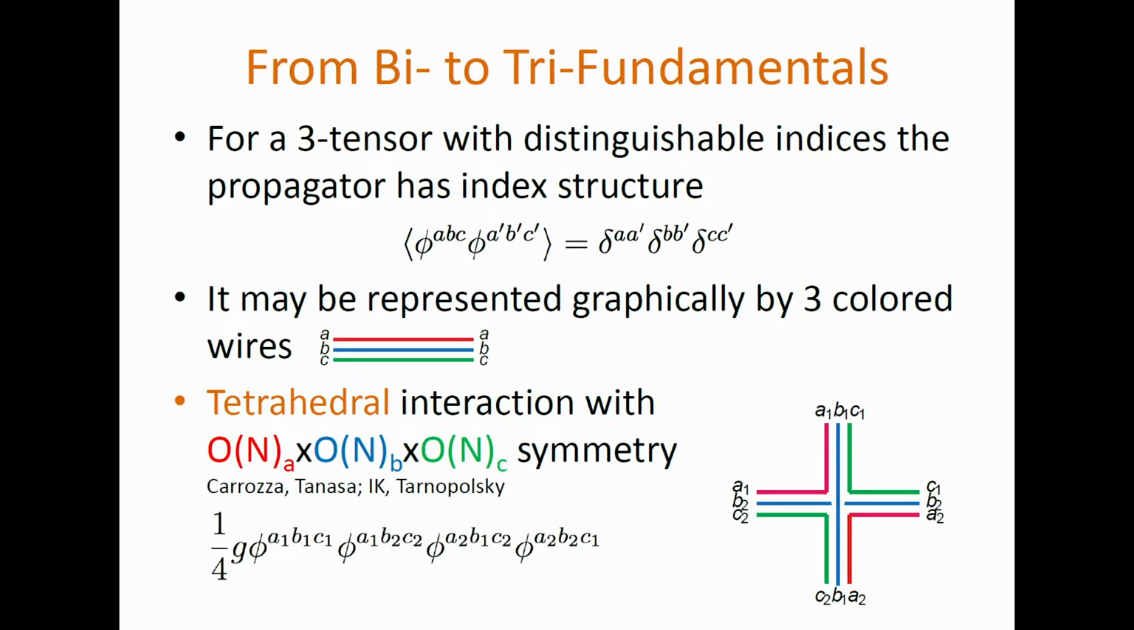And then, as I mentioned, there is a very special tetrahedral interaction that you can have, which preserves O(N) cross O(N) cross O(N) symmetry, which can be drawn like this. It's like taking the matrix interaction and then putting in 2 blue lines in the middle so that they cross, one under the other. And in terms of the index contraction, it looks like this. So this is one of 3 possible interactions that you can write down.